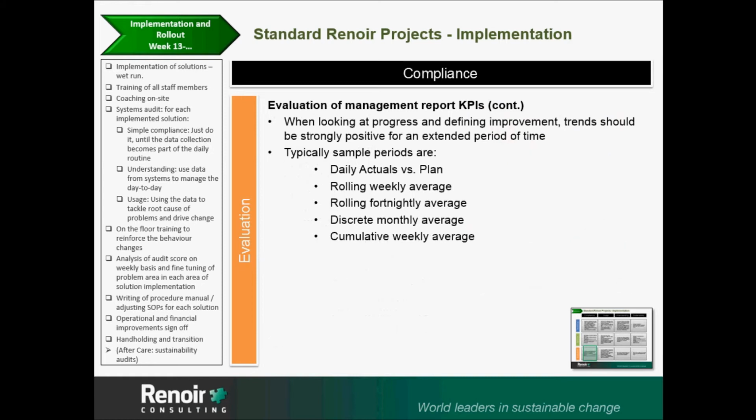When looking at progress and defining improvement, trends should be strongly positive for an extended period of time. Typically, sample periods are as follows: a daily actual versus plan, a rolling weekly average, a rolling fortnightly average, a discrete monthly average, and a cumulative weekly average.